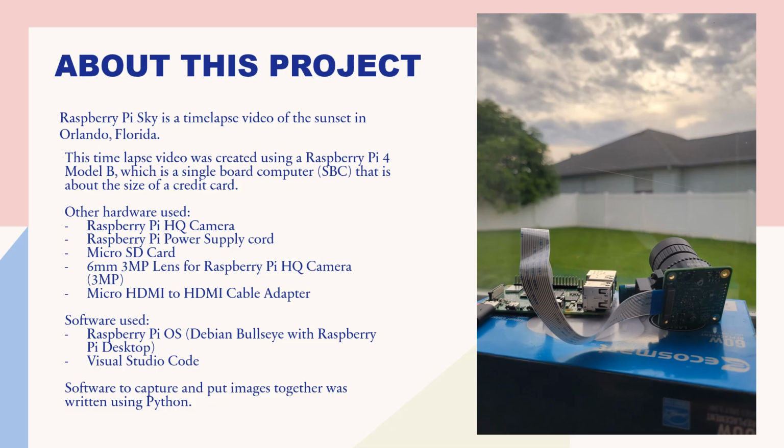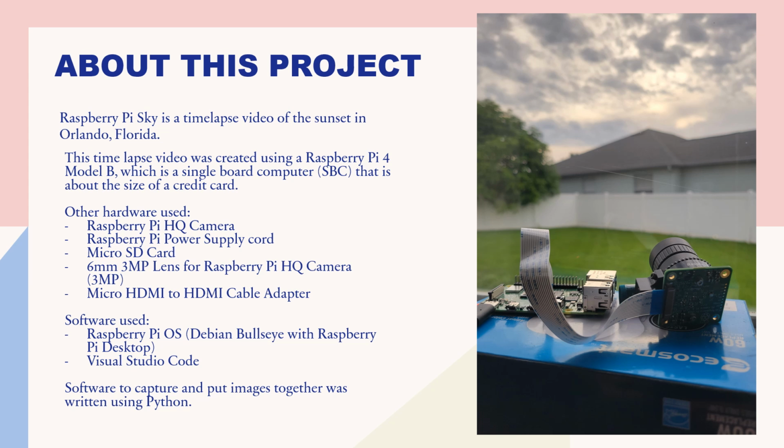Raspberry Pi Sky is a time-lapse video that I created using a Raspberry Pi 4 Model B. The Raspberry Pi is a single-board computer, or SBC, that is about the size of a credit card. Using Python, I was able to program an SD card to insert into the Raspberry Pi, which instructed it to take pictures at a specific interval in order to create a time-lapse.